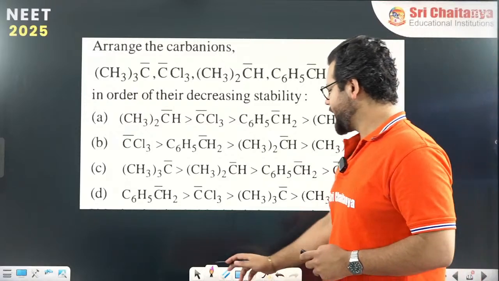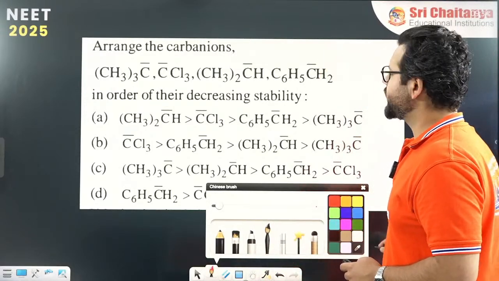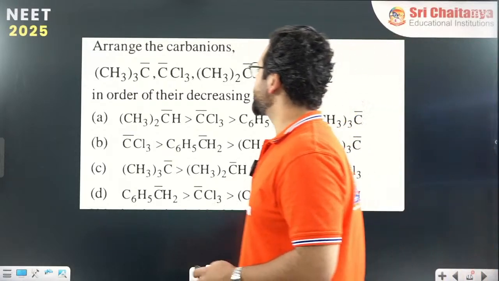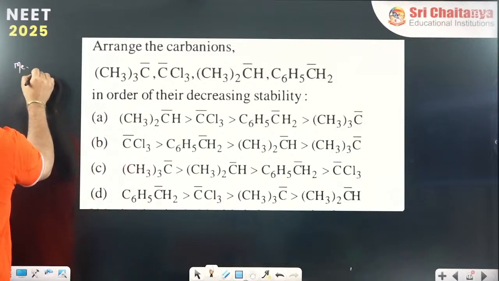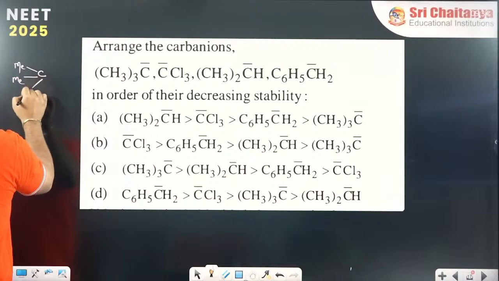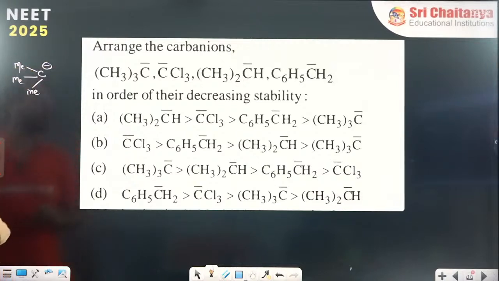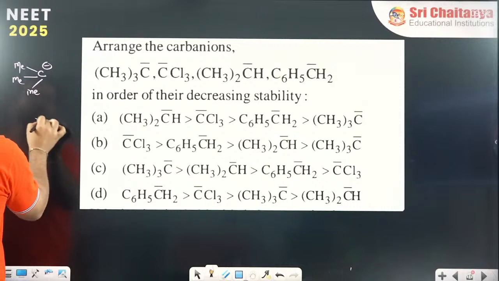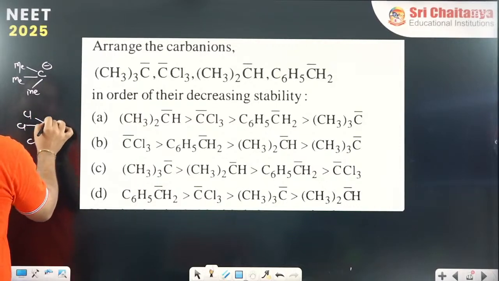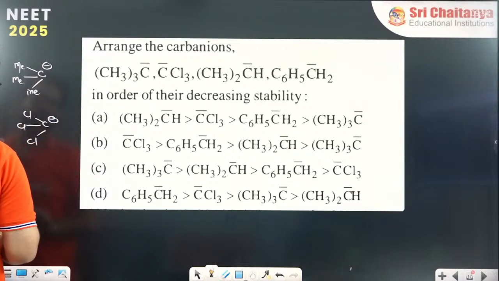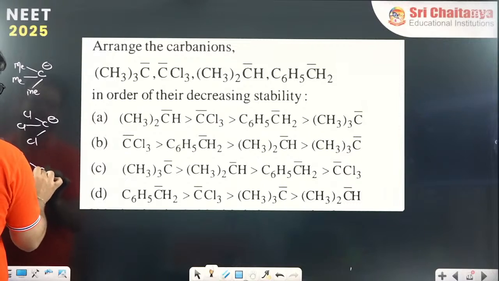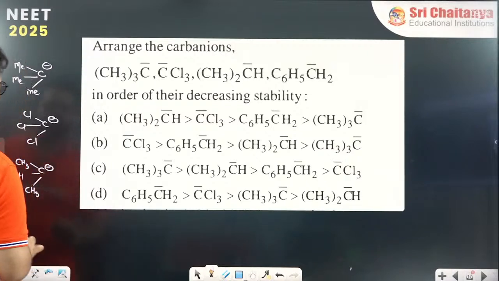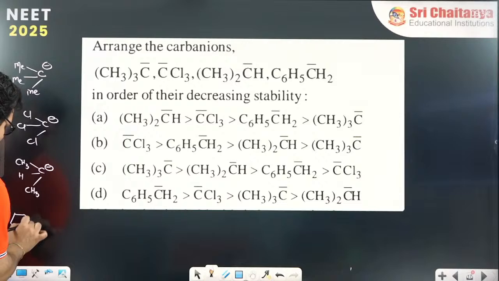Next one. Again carbanions we are checking. Just draw their structure and see. CH3 whole thrice C negative: three methyls are attached to the carbanion. Next one, three chlorines are attached to the carbanion. This type of carbanion is a very good carbanion. Next one is a secondary carbanion, two methyls are attached. And last one is a primary with a benzene ring attached.